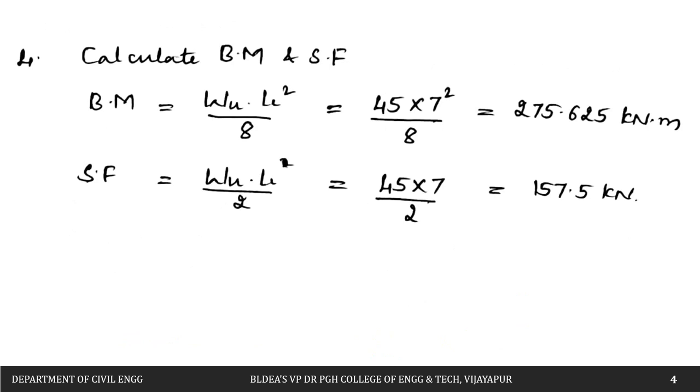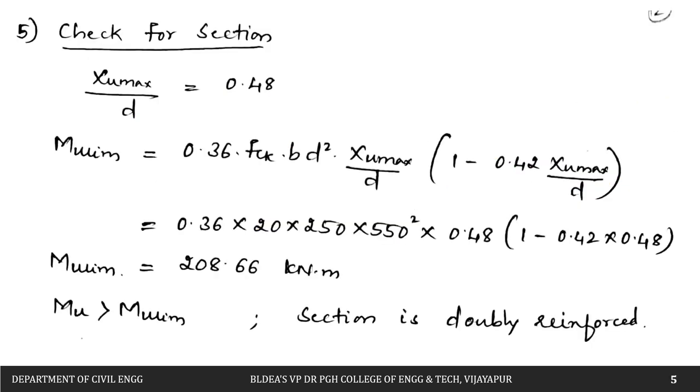Next, based on that load, we'll calculate the maximum bending moment and shear force. The bending moment for a given UDL is equal to WL square by 8. So our factored load multiplied by effective span square divided by 8 gives 275.625 kN meter. Then the shear force is WL by 2. Therefore 45 into 7 divided by 2 gives 157.5 kilonewtons.